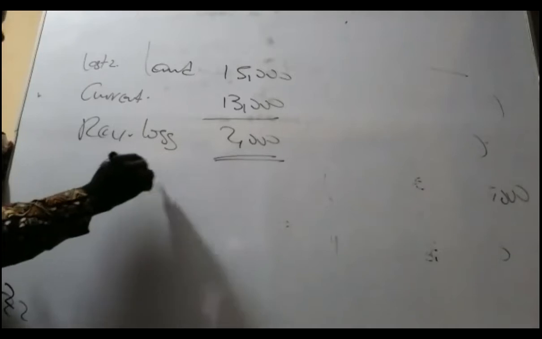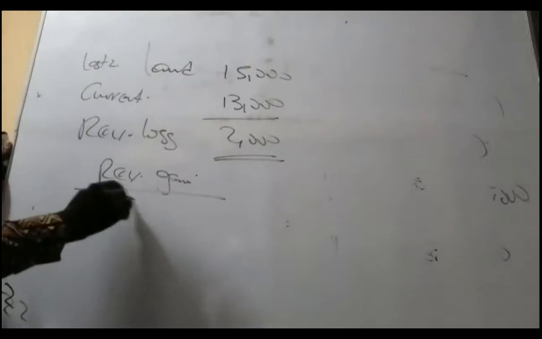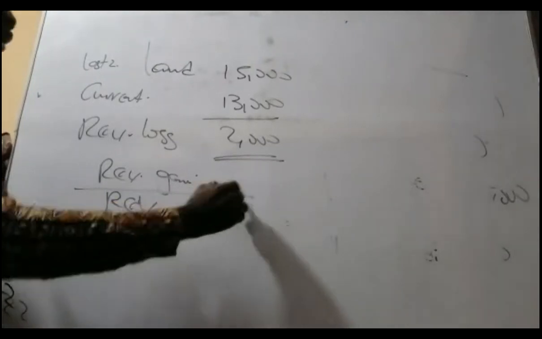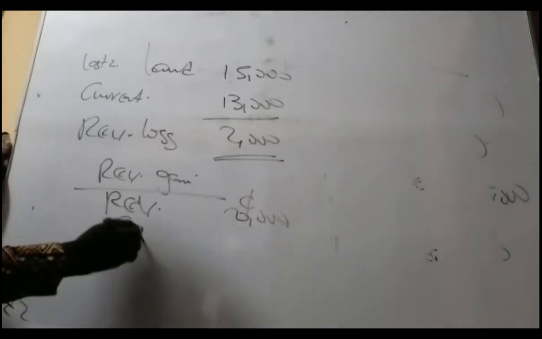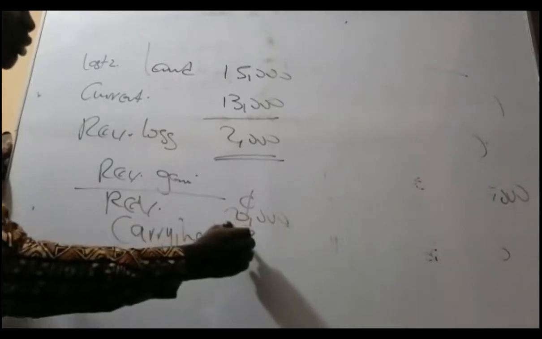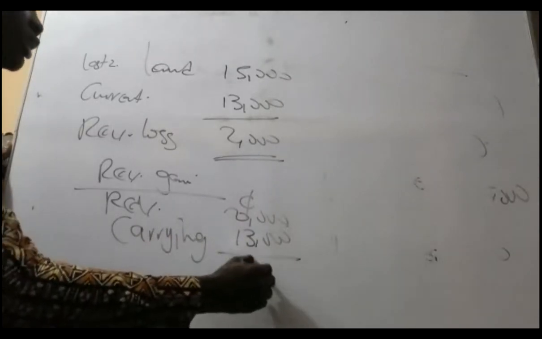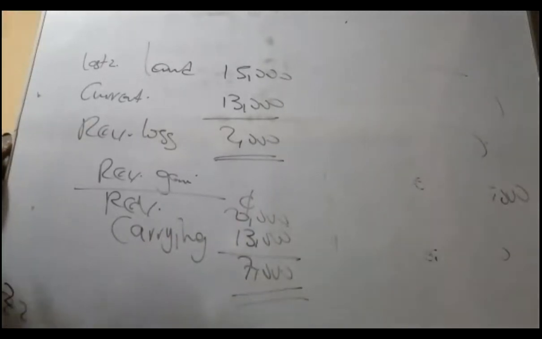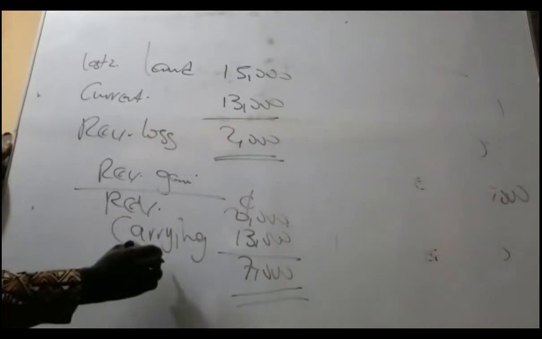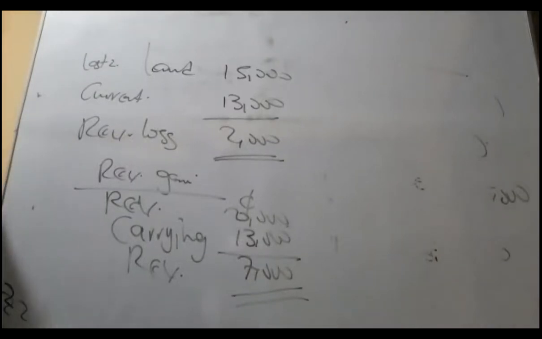So to calculate the revaluation gain or loss, we said the revalued amount. So the value today is what? 20,000. The value previously, so the carrying amount, is what? Carrying amount is 13,000. So in short, there was what? A revaluation gain of what? 7,000. Meanwhile, previously they did the valuation and they had what? A loss of 2,000. So therefore, how do you treat it?